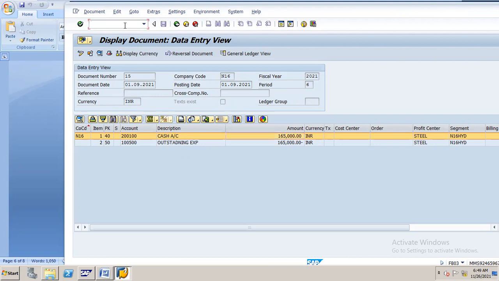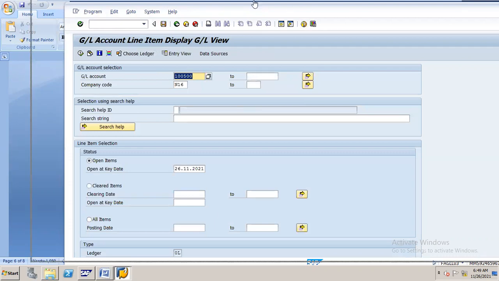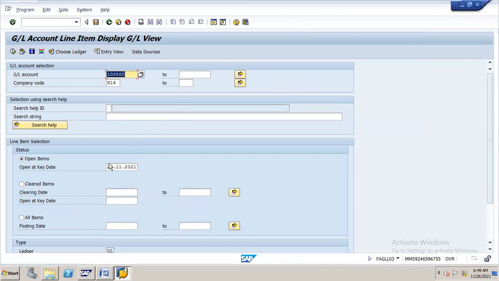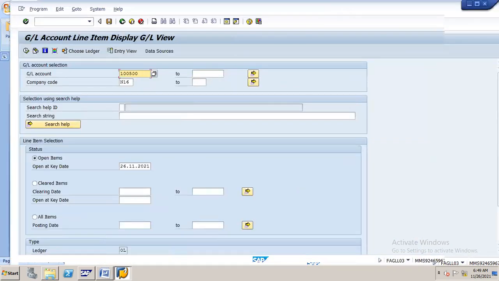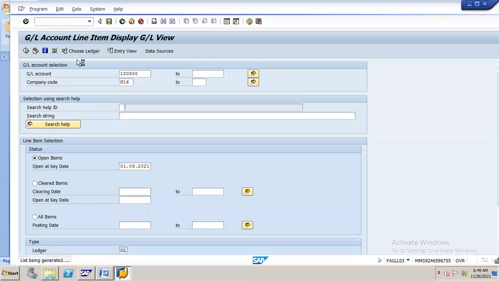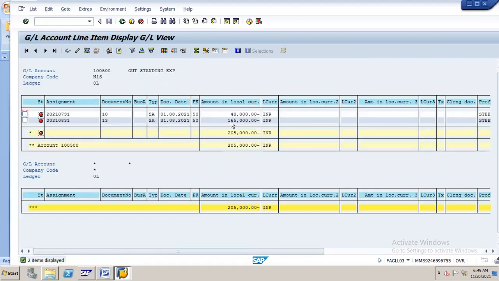We have to see the ledger, right? When I reverse 14, the 15 document is generated. What is in FAGLL03? Previously, when I gave September 1st, it was not there as an open item. Execute. Now again it came as an open item, right? This is about reversal of a cleared item. Once I reverse the cleared item, again it comes as an open item. These are all reversal documents. Any questions here?